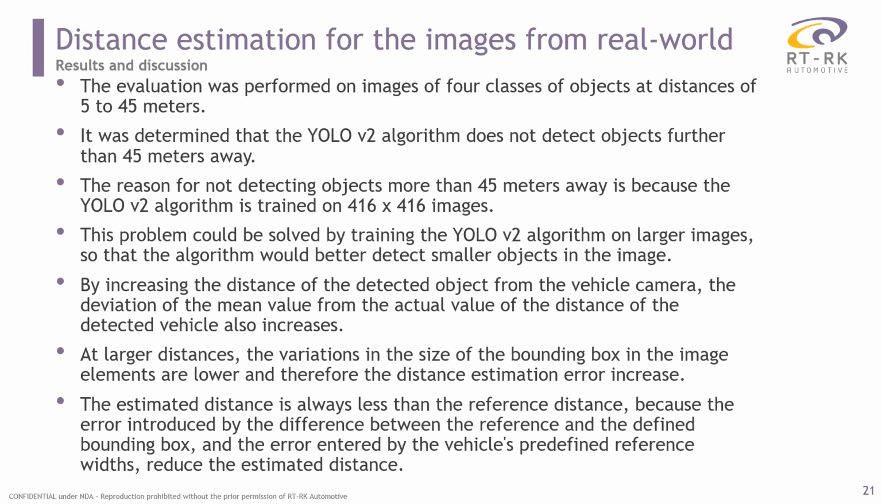By increasing the distance of the detected object from the vehicle camera, the deviation of the mean value from the actual value of the distance of the detected vehicle also increases. At larger distances, the variance in the size of the bounding box in the image is lower and therefore the distance estimation error increases. The estimated distance is always less than the reference distance, because the error introduced by the difference between the reference and defined bounding box and the error entered by the vehicle's predefined reference width reduce the estimated distance.